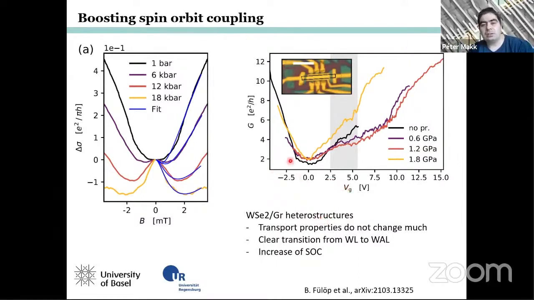And what we have seen is that though the transport properties did not change much, maybe the diffusion constant changed like 20% or something, you see a clear transition as a function of pressure from a weak localization to a weak anti-localization, which we attributed to hydrostatic pressure, to the changing of layer distance and boosting of the spin orbit coupling. This shows that I think this system is ideal to change the layer distance, and obviously, for proximity structures, this is something which you can use to boost or to understand the physics behind this system.